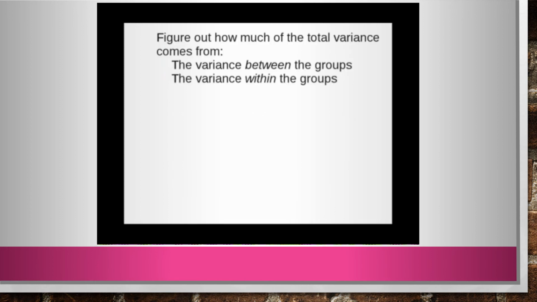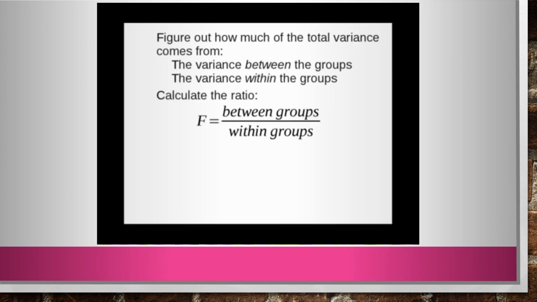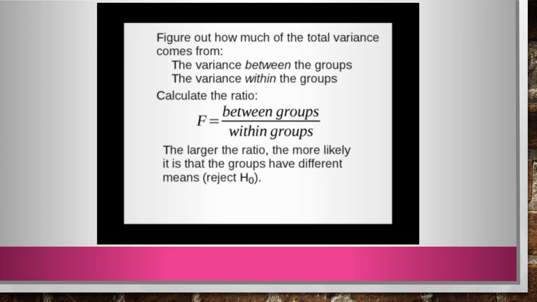So here's the idea behind analysis of variance. Figure out how much of the total variance comes from the between groups variance and the within groups variance. Take the ratio of between groups to within groups variance, and the larger this number is, the more likely it is that the means of the groups really are different and that you should reject the null hypothesis.